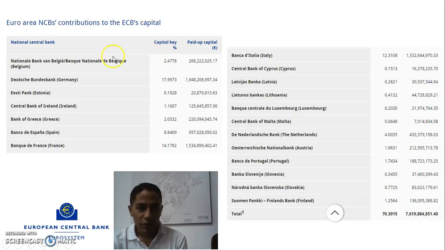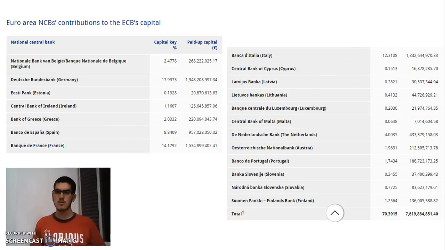For example, we can see the countries that contribute the most capital to the European Central Bank are Germany, Spain, France, and Italy. The countries that contribute the least are almost 8, and the least one is the one we can see here in these graphics, with only 0.15%.